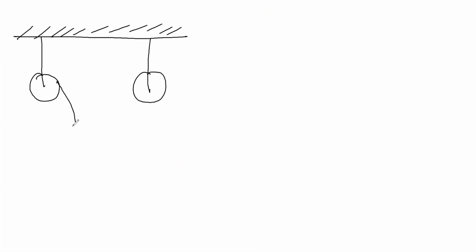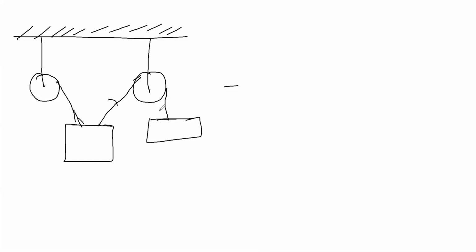Two pulleys are attached to a block. If these two blocks are moving down with a velocity of u and u, both are u.